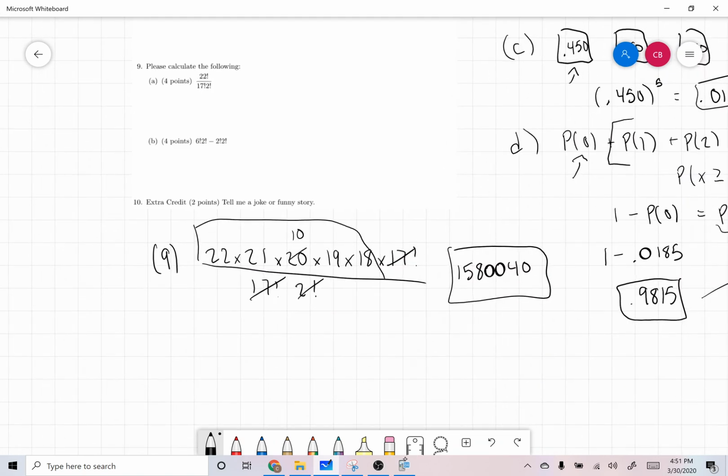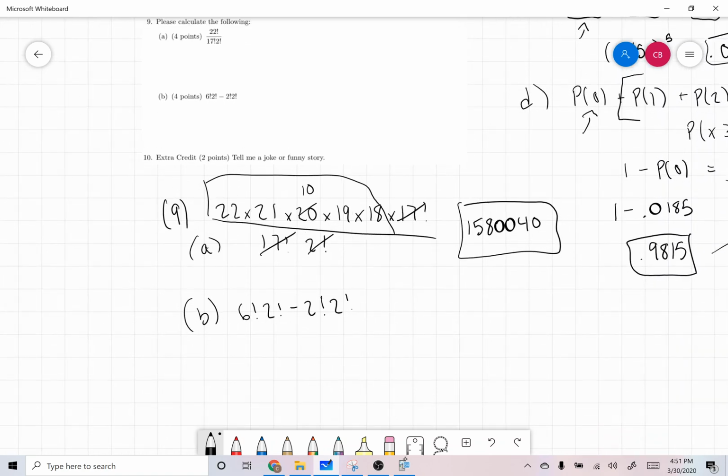And then for part B, this is part A. Part B, we have 6 factorial times 2 factorial minus 2 factorial times 2 factorial, which is 720 times 2 minus 2 times 2, which is 1440 minus 4, which is 1436. So I hope that that works.